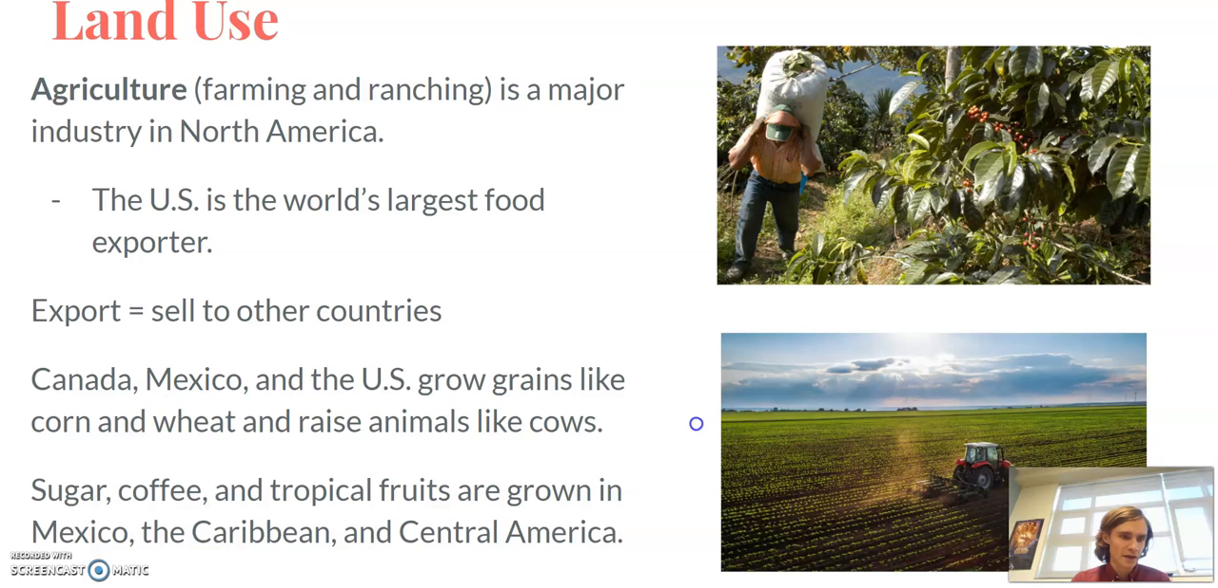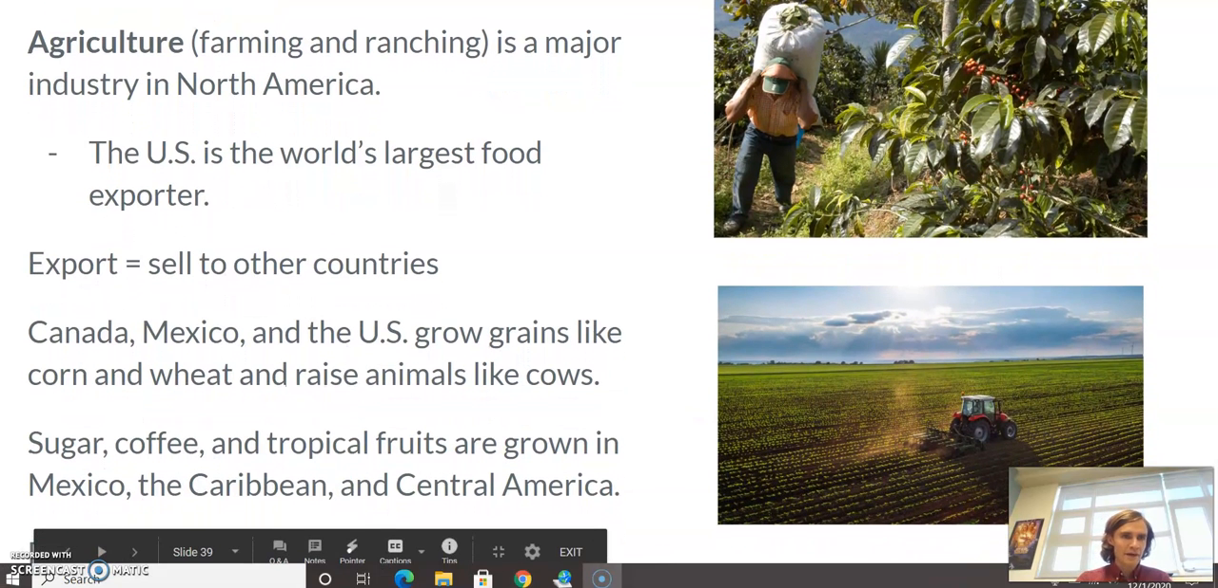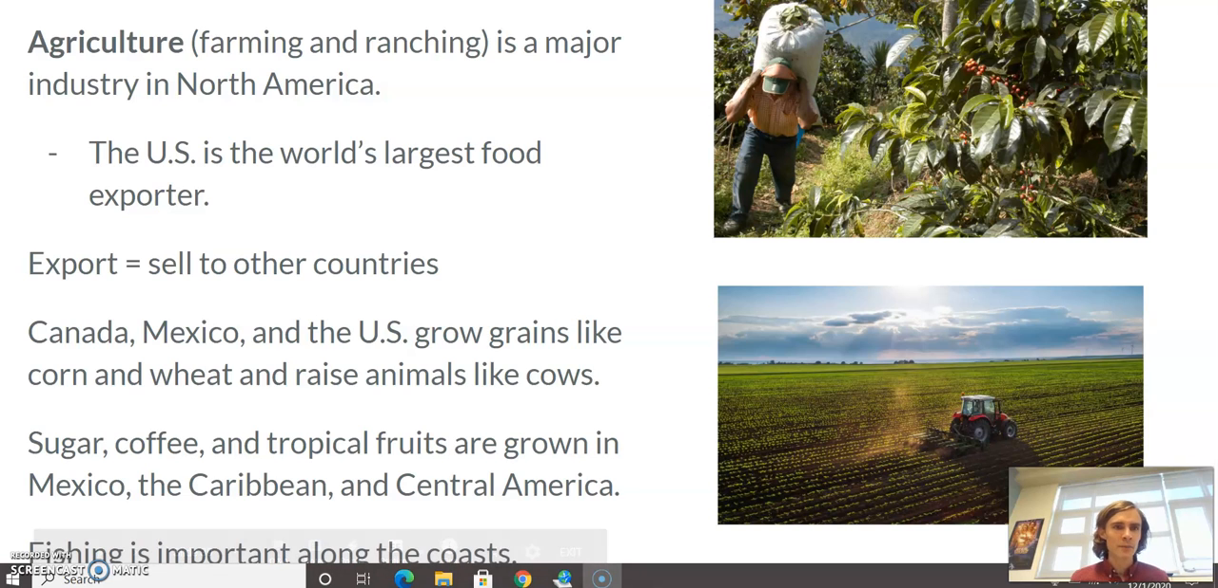Here's some stuff about North America today. Land use. Agriculture is a fancy word that means farming and ranching. It's a major industry in North America. The United States is the world's largest food exporter, and to export means to sell to other countries. Canada, Mexico, and the U.S. grow grain like corn, wheat, and raise animals like cows. Sugar, coffee, and tropical fruits are grown in Mexico, the Caribbean, and Central America. Fishing is also important along the coasts of North America.